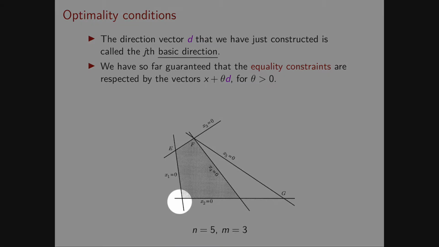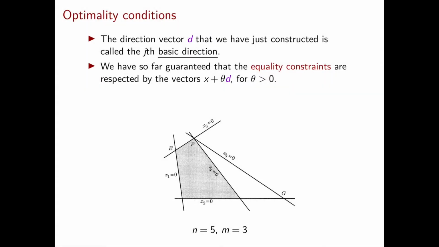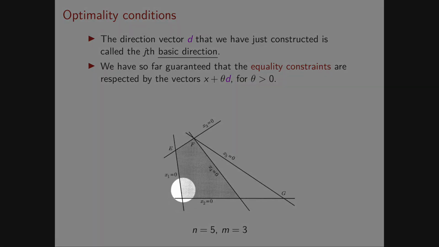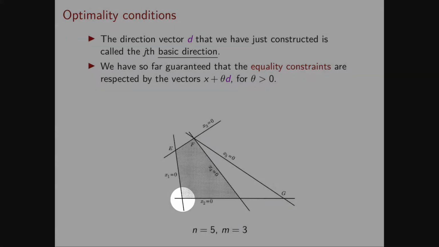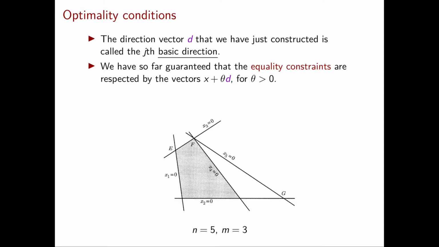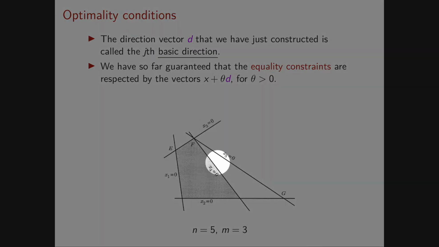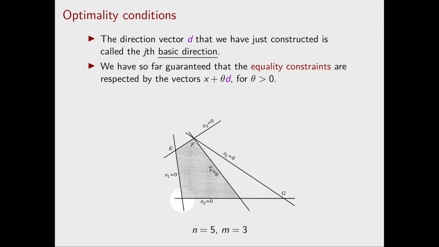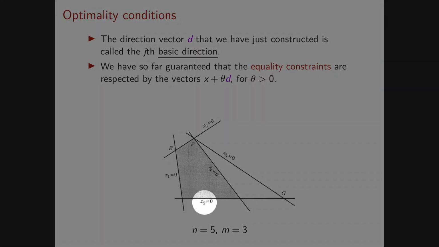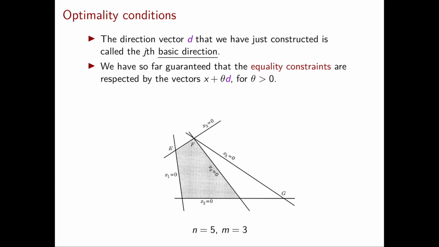So let's say that we are, for example, in this basic feasible solution. This is the basic feasible solution where we have x1 equal to 0, x2 equal to 0, and we will have the remaining variables x3, x4, and x5 that will be some positive value. So our non-basic variables are x1 and x2. So we can look at the first basic direction and the second basic direction.